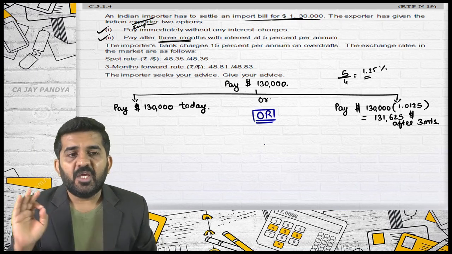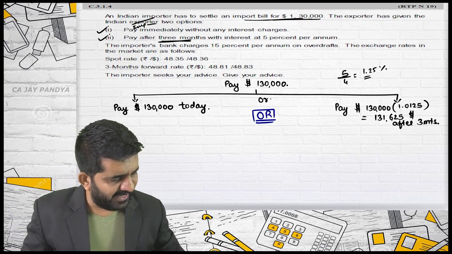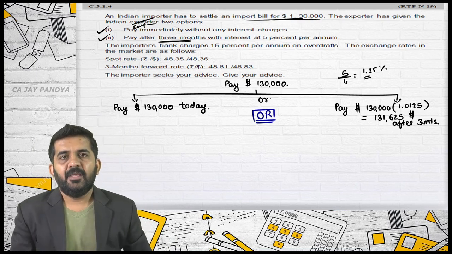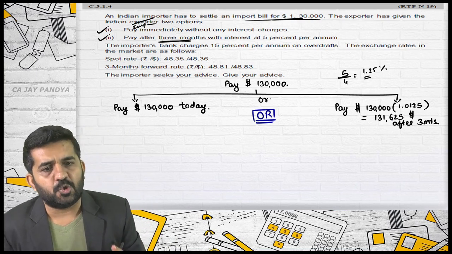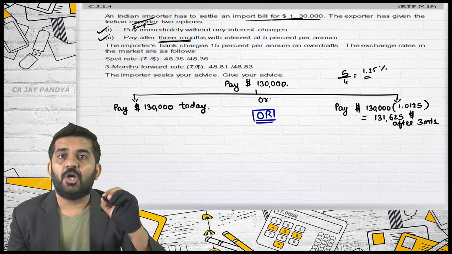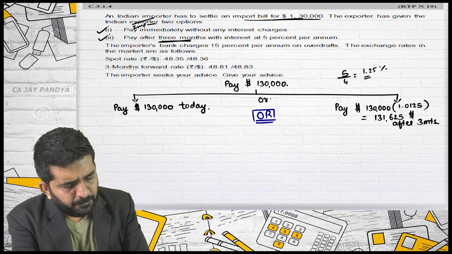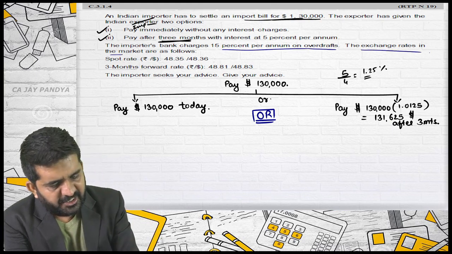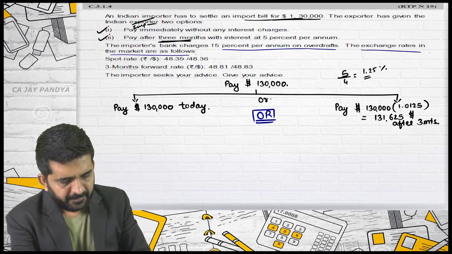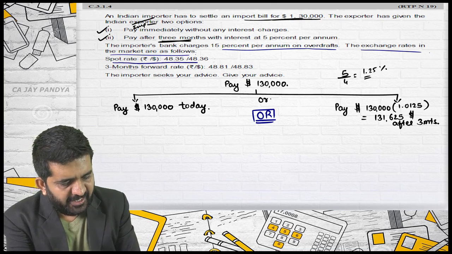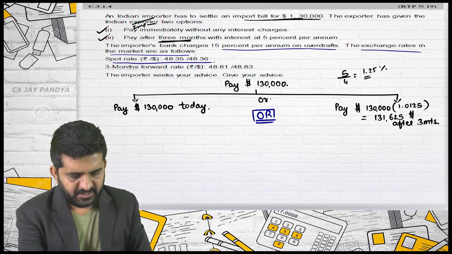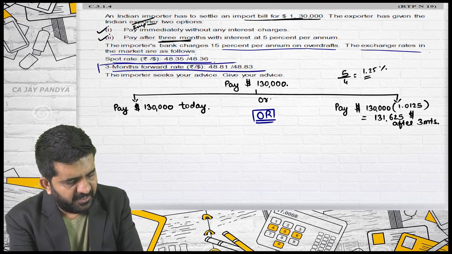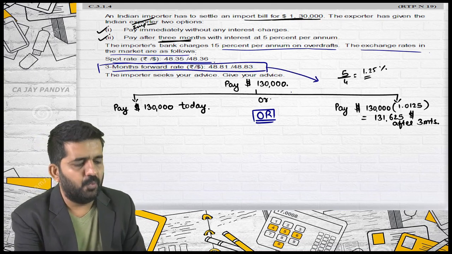So if you pay $1,31,625 after 3 months, then you will not be keeping your risk open. You will be taking the forward. The importer's bank charges 15% per annum on overdraft. The exchange rates in the market are as follows. Spot rate 48.35, 48.36. The 3 months forward rate will be applicable in this scenario.